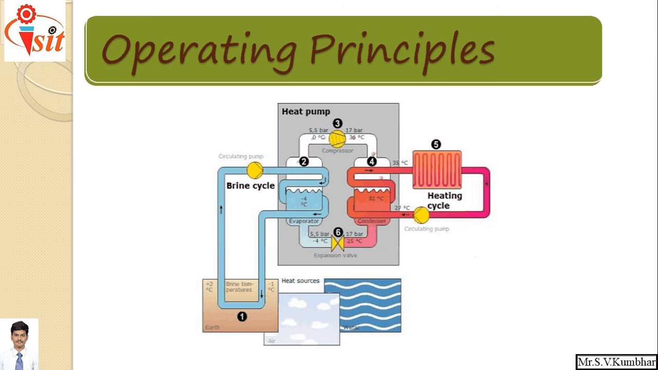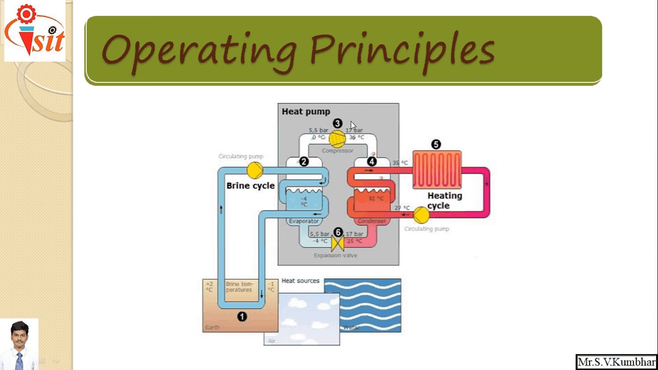So, operating principle of heat pump. In the figure, different components are shown. Here the heat pump, heating cycle and drying cycle are shown. In the heat pump, two major components, the evaporator and condenser, are shown with the help of different colors. Blue colored is the evaporator and red color is the condenser. Generally it works on the refrigeration cycle. There is a third component, the compressor, which is shown here.